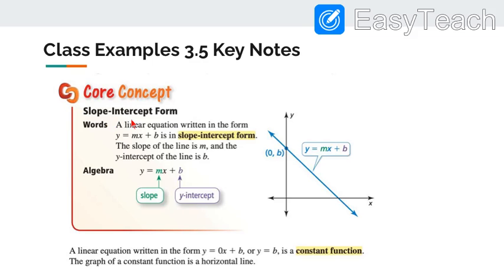So this brings us to slope-intercept form. y equals mx plus b, something you guys have seen before. The b value in this equation represents the y-intercept, whereas the m value represents the slope.